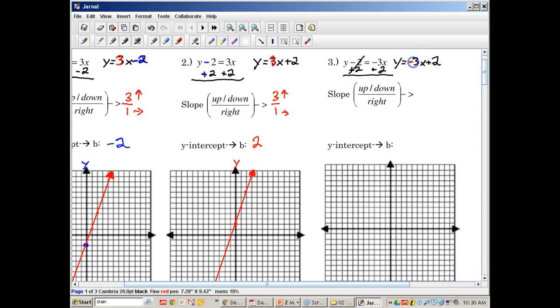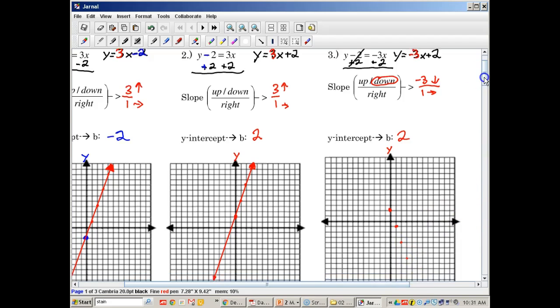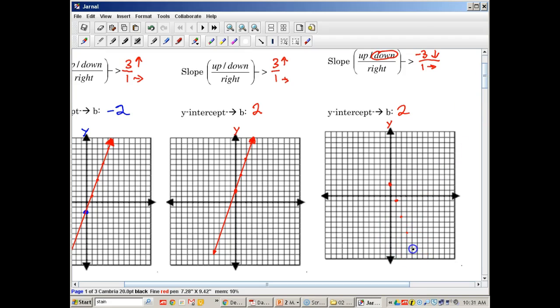Number 3, very similar. It's just that it's a negative 3 slope. So the slope is down 3, right 1. Starting at positive 2, start at positive 2, down 3, right 1. And finish it up.